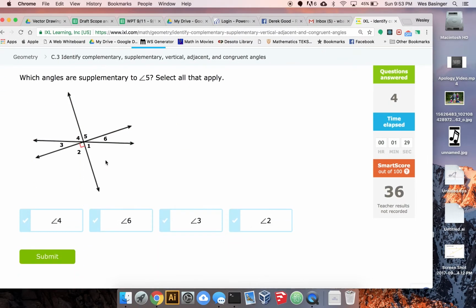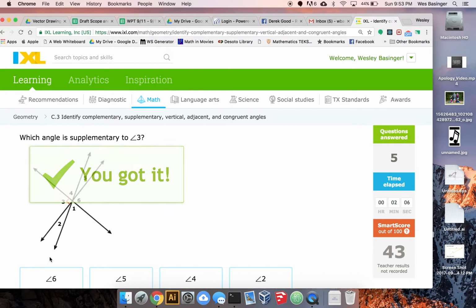This one asks which angles are supplementary to 5. Select all that apply. Well, this one is a little bit tricky. Angle 5 is this right angle, and we know that because it's opposite another right angle. So really, there's only one option, which is 2. Your first instinct is to look adjacent, but that won't actually work. You need to look for the other 90-degree angle. So that's going to be 2. And you just need to know that 90 plus 90 is supplementary.